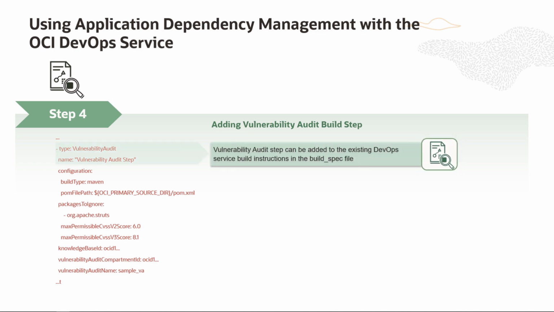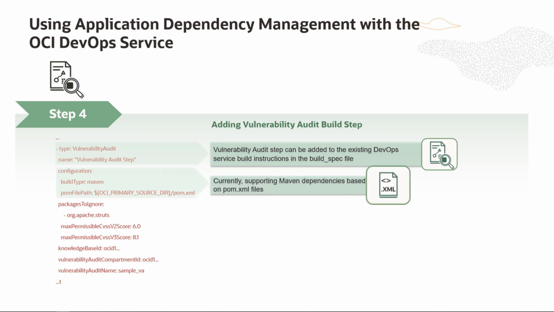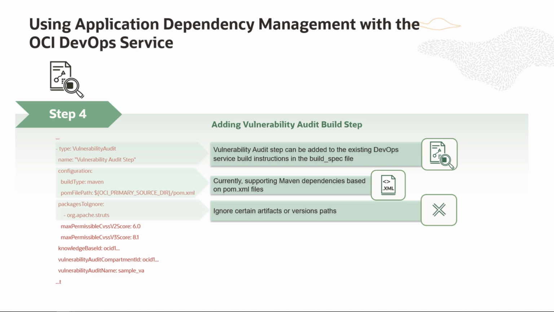Vulnerability audit step can be added to the existing DevOps service build instruction in the build_spec file, where you specify the type as vulnerability audit and give it a name. Under configuration, currently it's supporting Maven dependencies based on pom.xml files. So you need to specify the build type and you need to specify the POM file path. Under packages to ignore, developers can ignore certain artifacts or versions path. For example, you can specify that you have tolerance for certain medium or low severity CVEs or for specific packages like struts in the example.